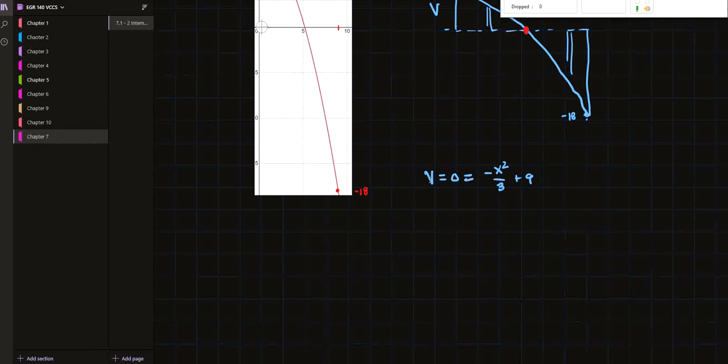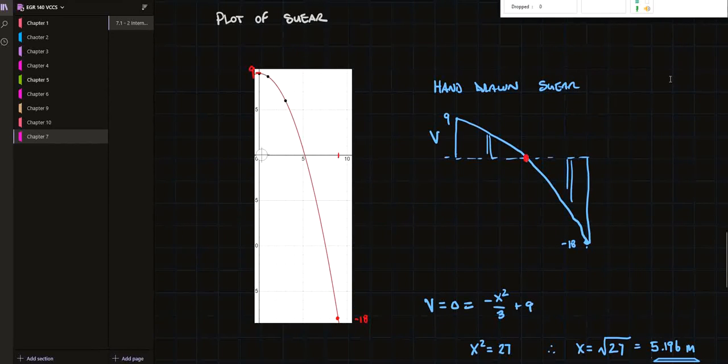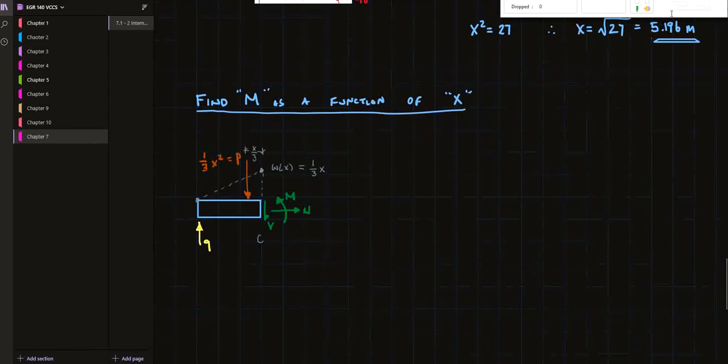And we're only going to be interested in the positive value of that. So x squared equals 27. Therefore, x equals the square root of 27, which is 5.196 meters. So this occurs at a distance then of 5.196 meters.